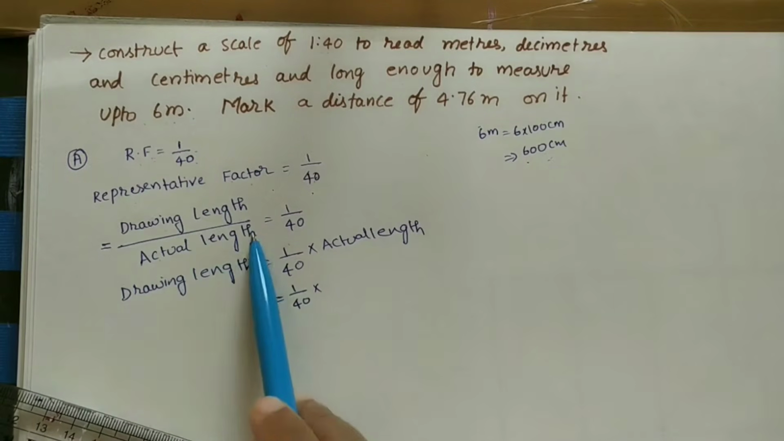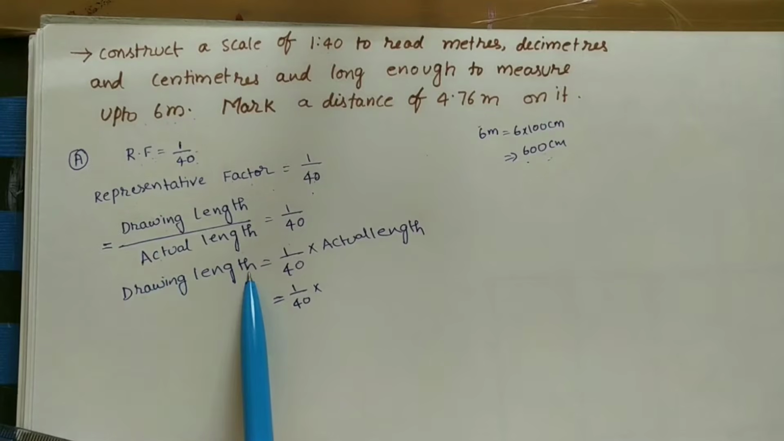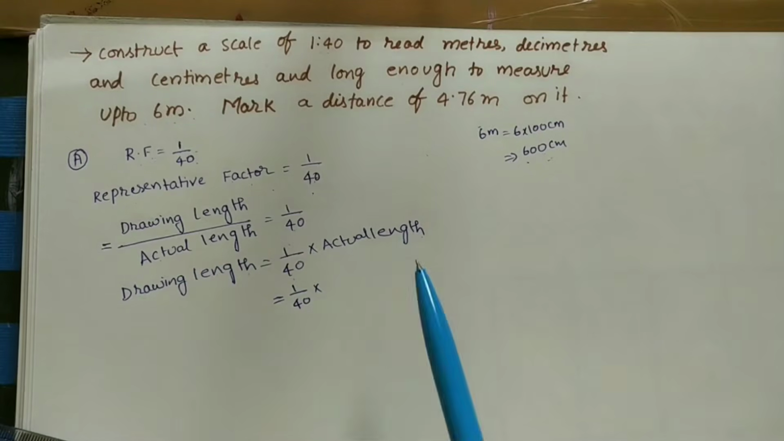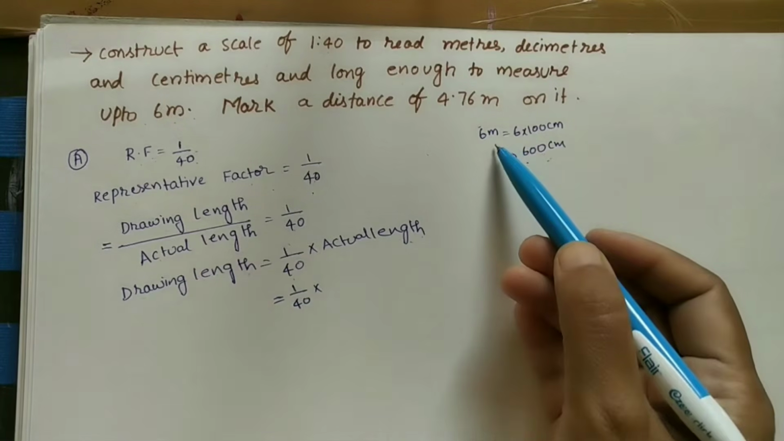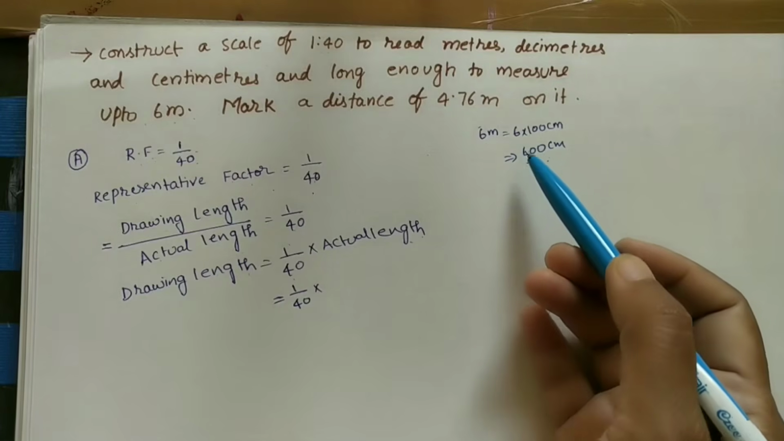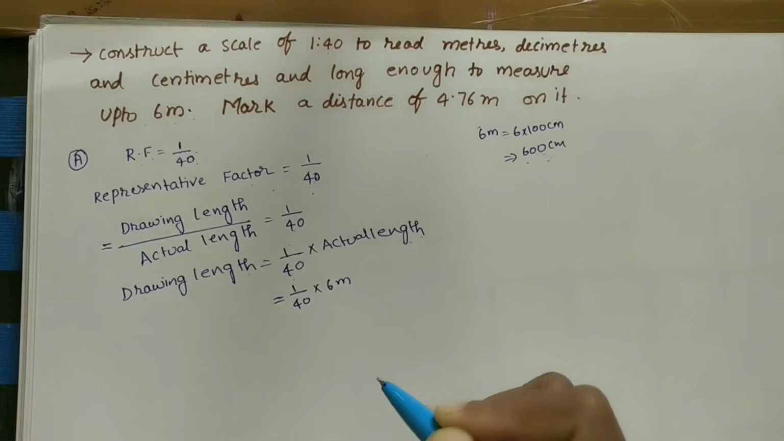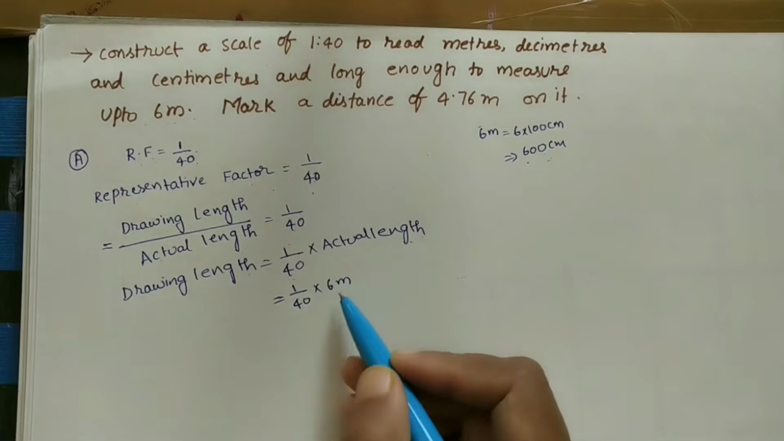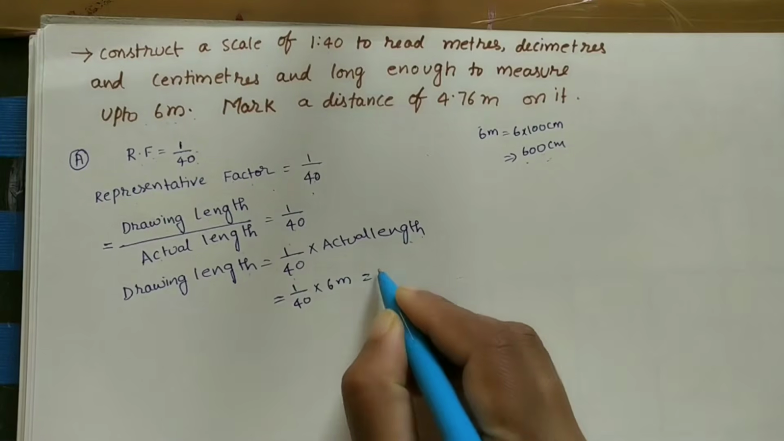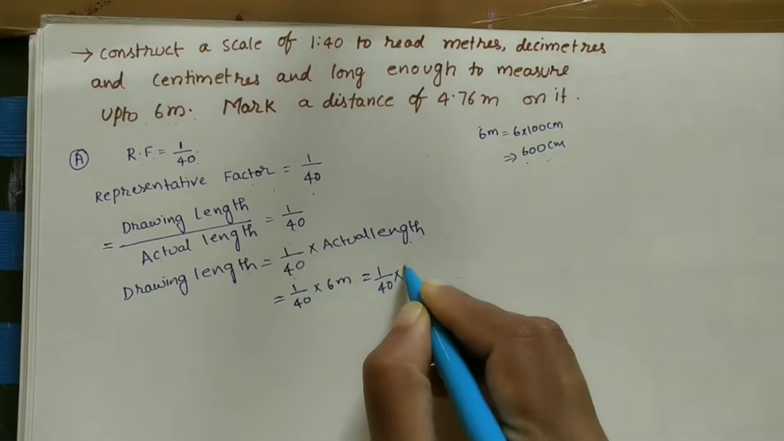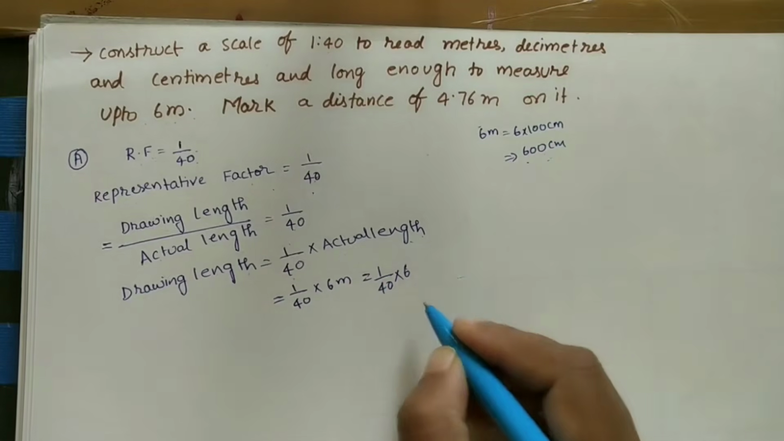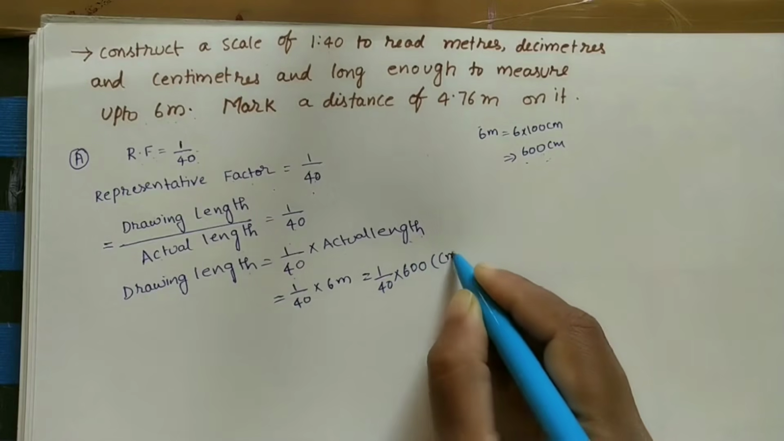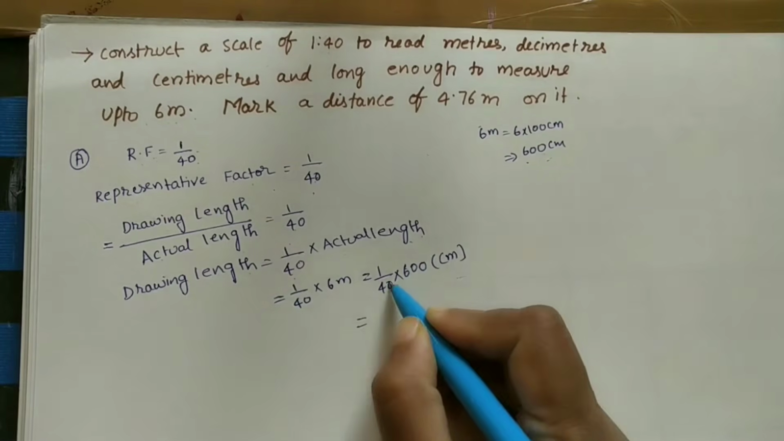So actual length here, keep this drawing length as it is. It is equal to 1/40 into actual length. The actual length, just now I told, is the maximum limit, 6 meters. So here write down 6 meters. As I told, drawing length we have to do in centimeters or millimeters, so convert in terms of centimeters. 1/40 into 6 meters, 1 meter means 100 centimeters, so 600 centimeters. Whatever value is coming, it is in centimeters.